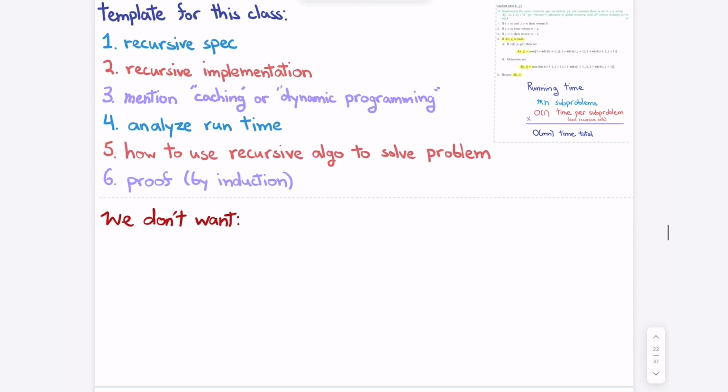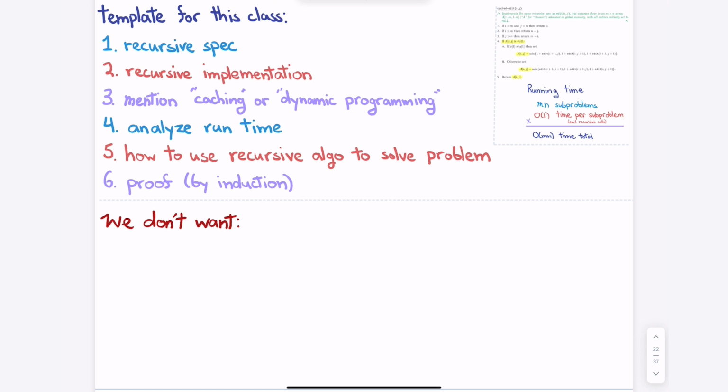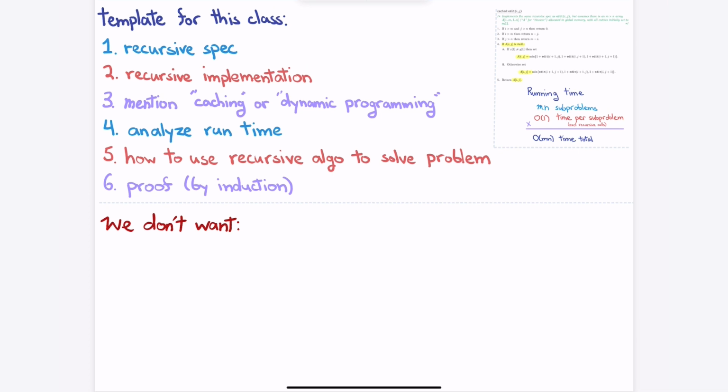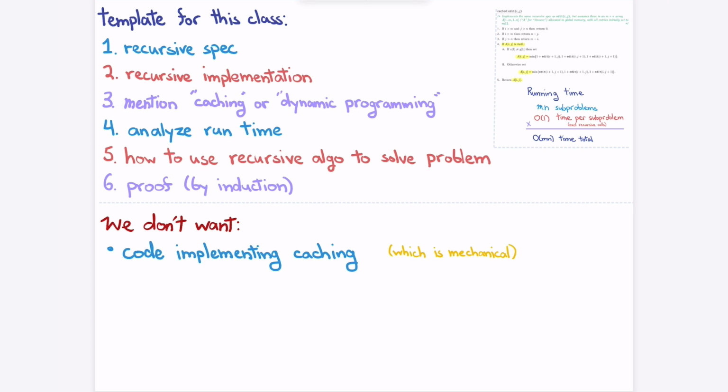Just to make this point really clear, the people who probably won't follow this aren't here, and that's okay. Don't give me any code implementing caching. Don't give any loops. There's nothing interesting about it. None of this iterative code. Don't just copy from LeetCode or something. Those solutions are morally wrong. They're often actually wrong.